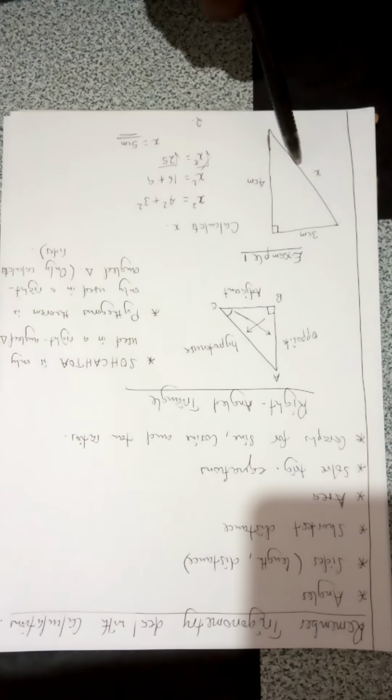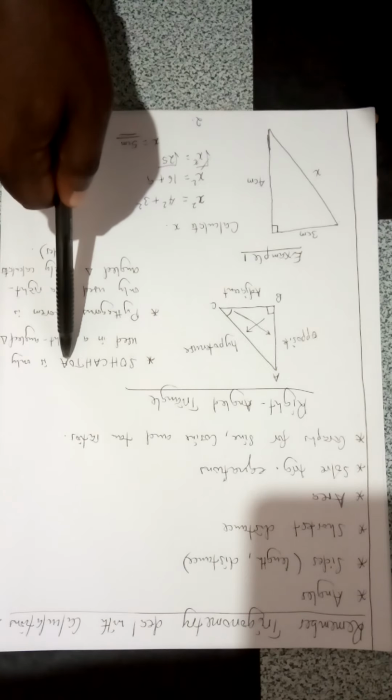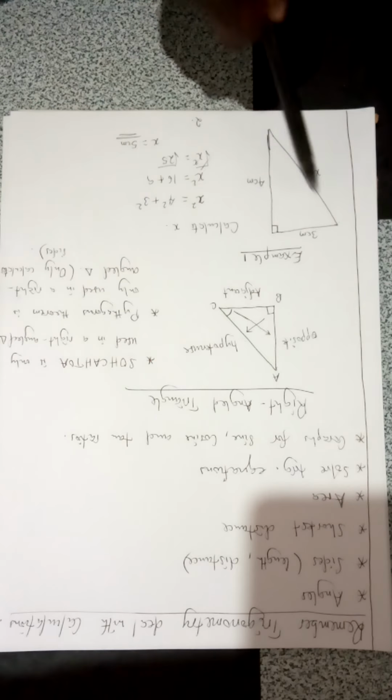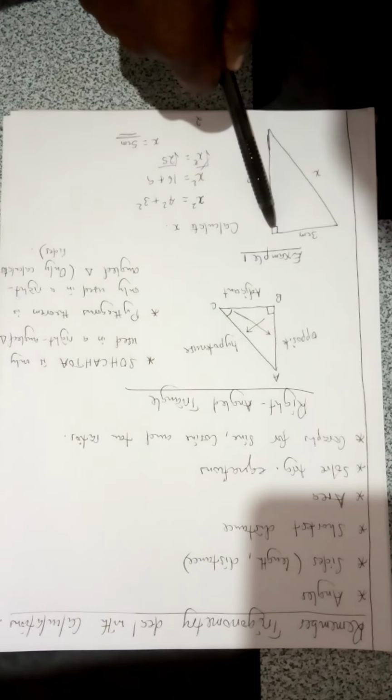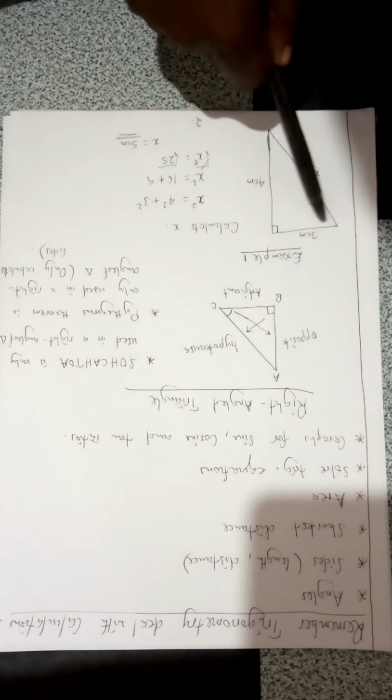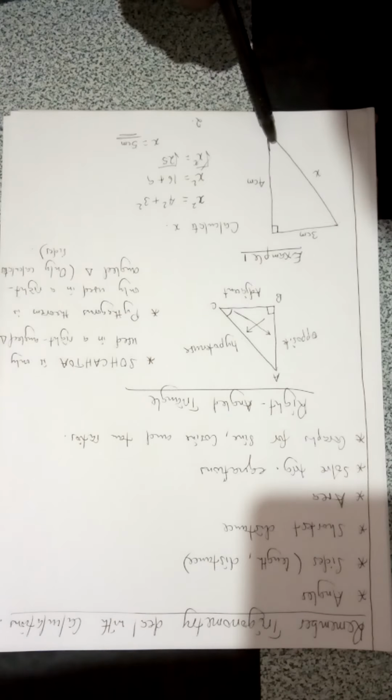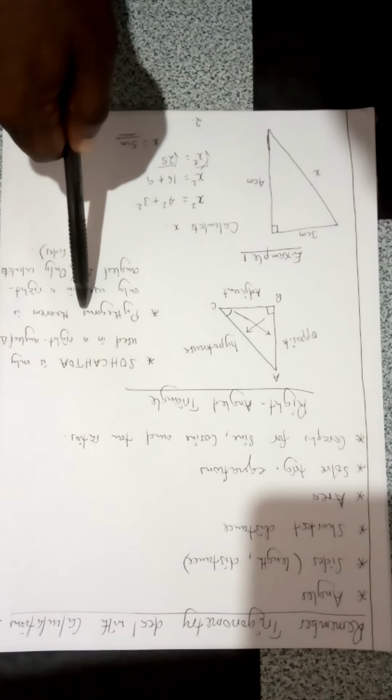In here, I will not even think of SOHCAHTOA. Why? I've not been given any of the two remaining angles. Yes, I know that this is 90 degrees, but this side I'm not being given, and also the other one. So the only method that can be used is the Pythagoras Theorem.